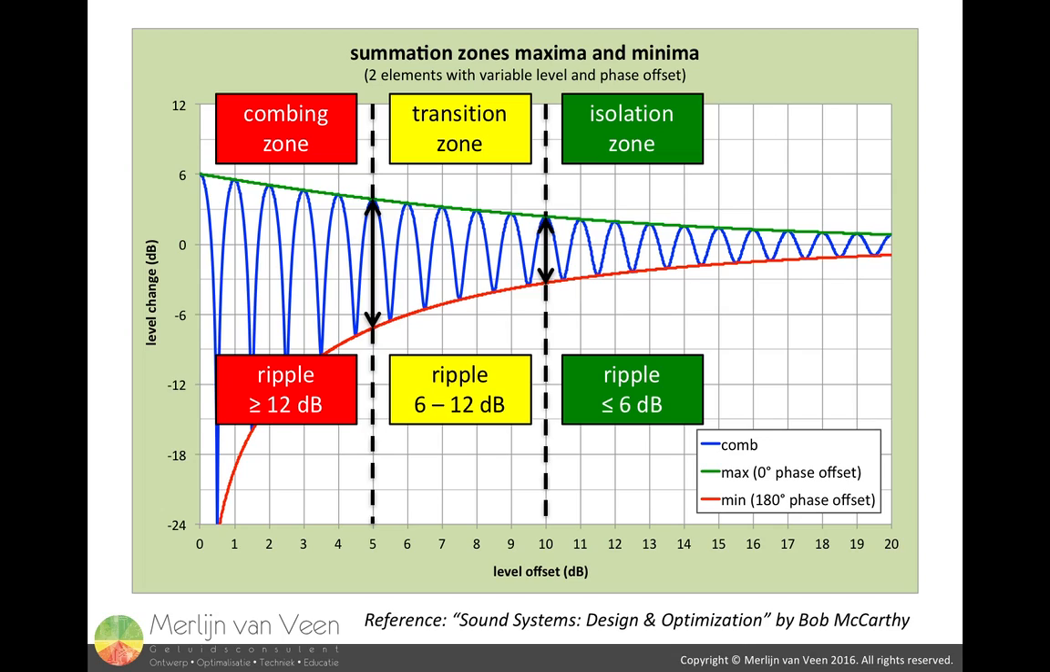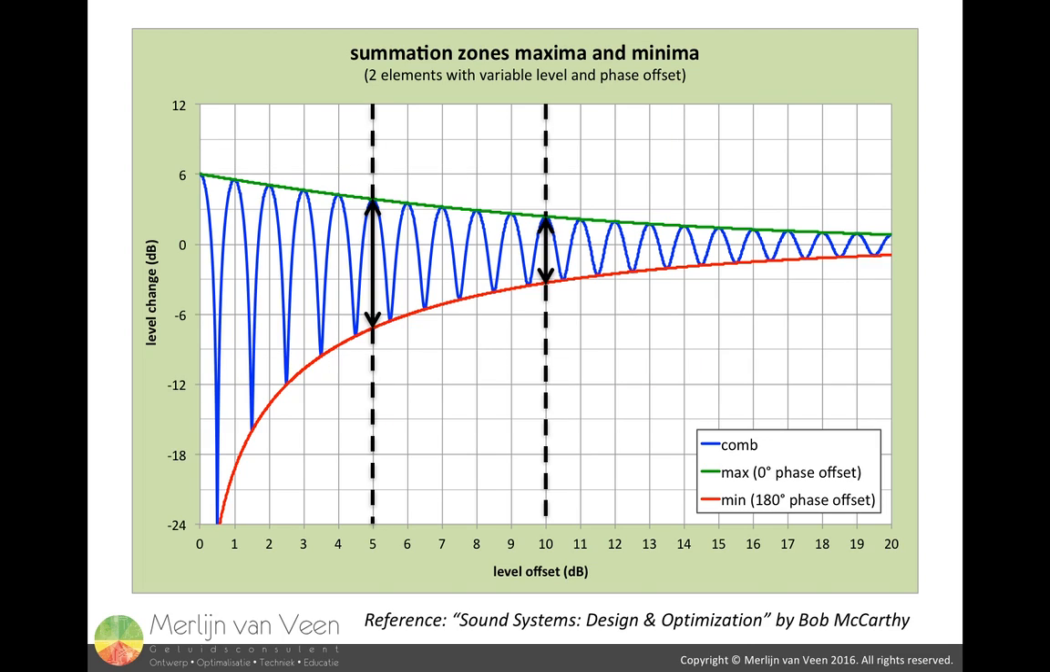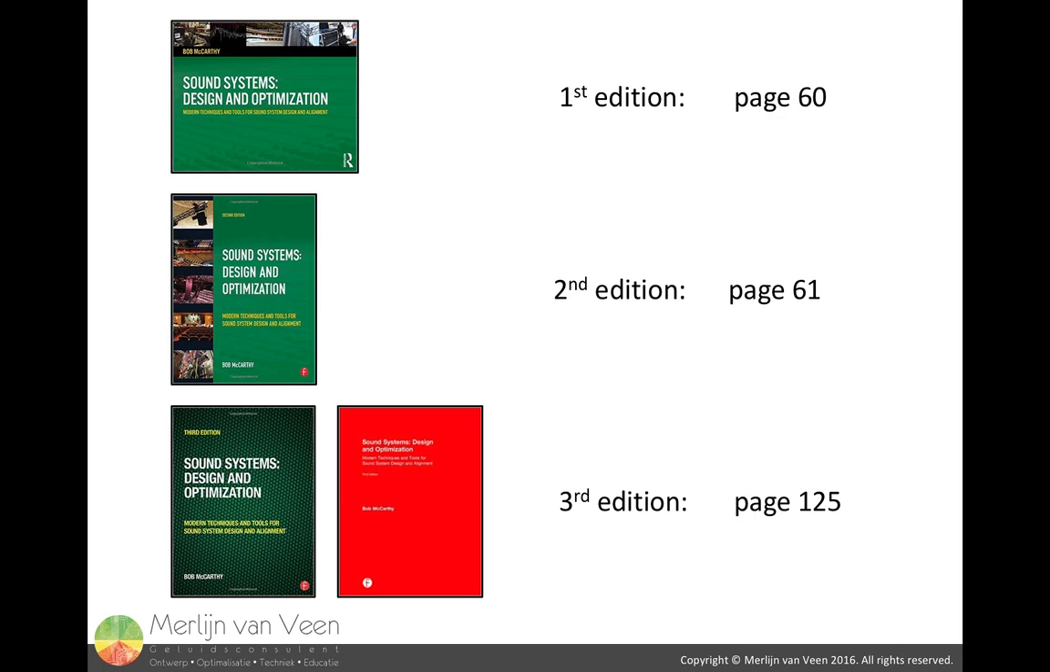The area in between with relative level offsets between 5 and 10 decibels is called the transition zone. And this is where we can expect frequency response ripple in the order of 6 to 12 decibels. So basically, these three zones tell us the amount of trouble we can expect. Again, this is beyond the scope of this video, so I strongly encourage you to read the chapter Summation in Bob's book, and here are the respective page numbers.